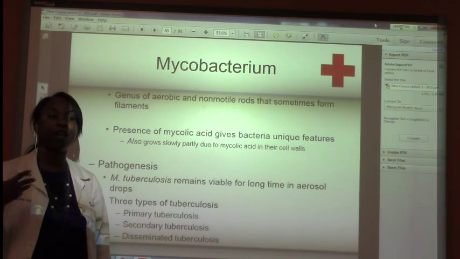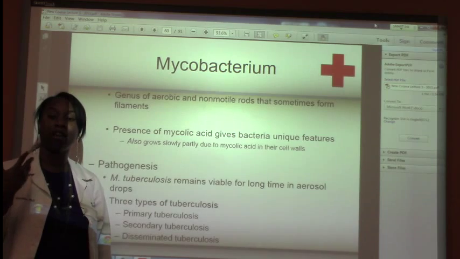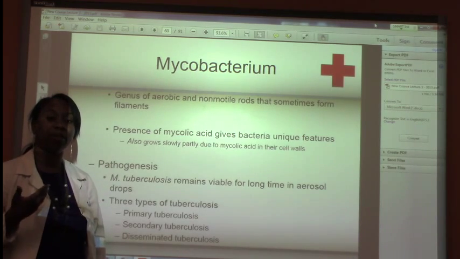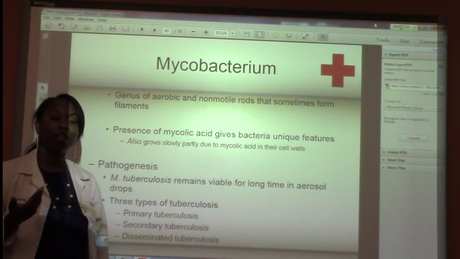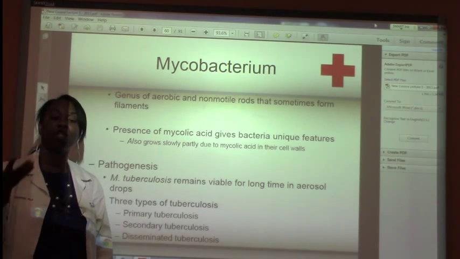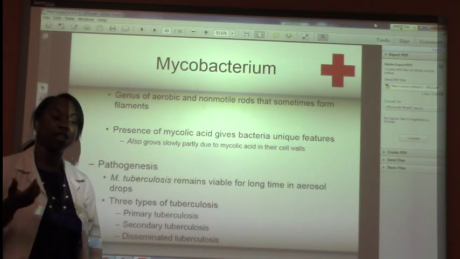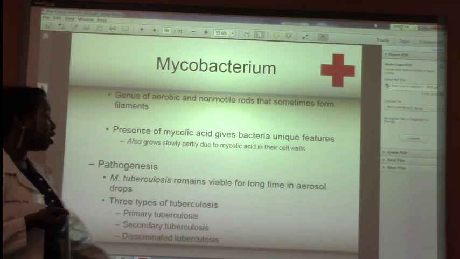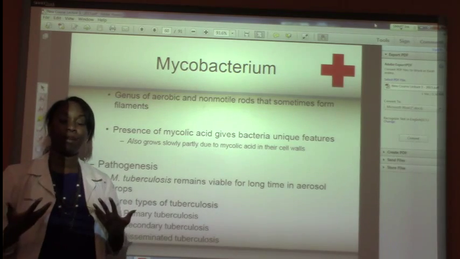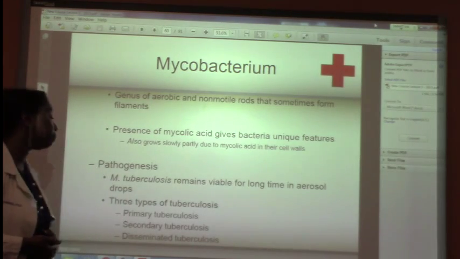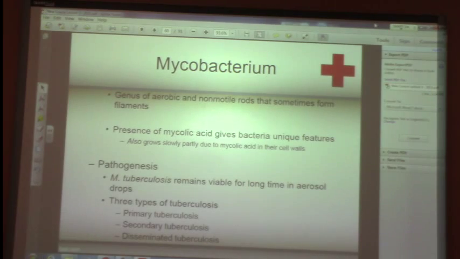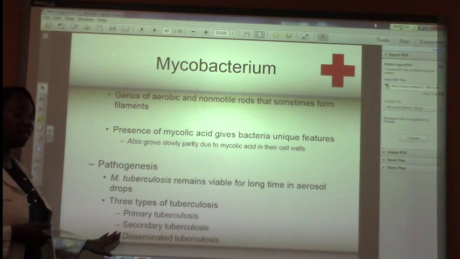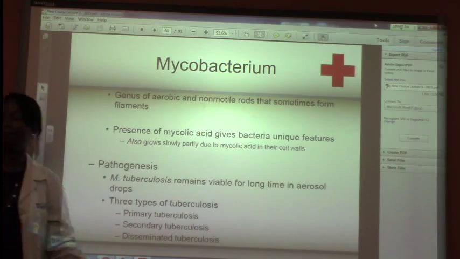As someone sneezes or coughs and they are infected with this bacterium, if it's actively growing, they can shed it within the droplets, and then once we inhale those droplets, that's how it becomes transmitted to us. So when it says viable here, this simply means that the organisms remain alive. There are 3 major types of tuberculosis, and they are primary, secondary, and then disseminated.